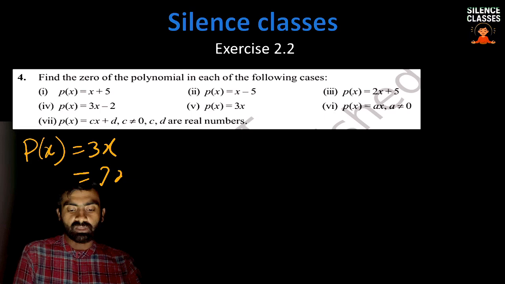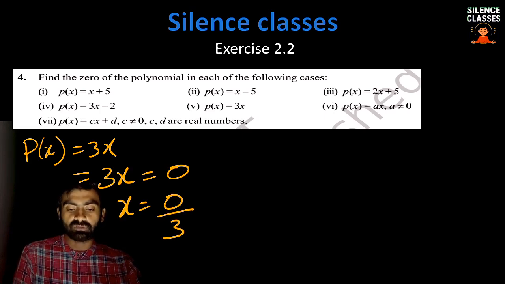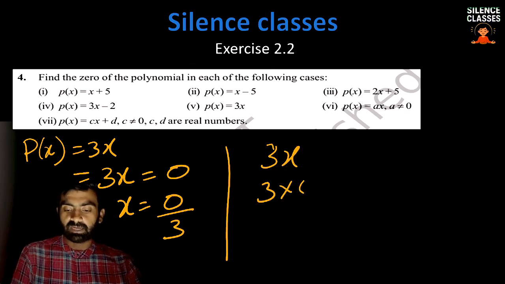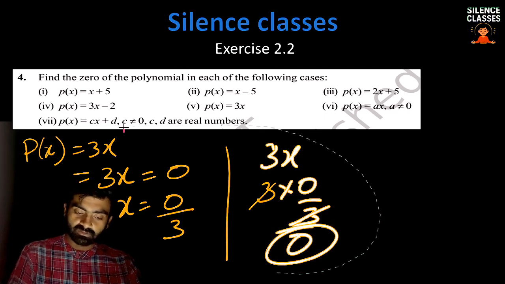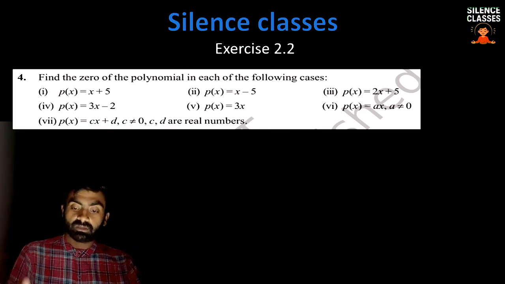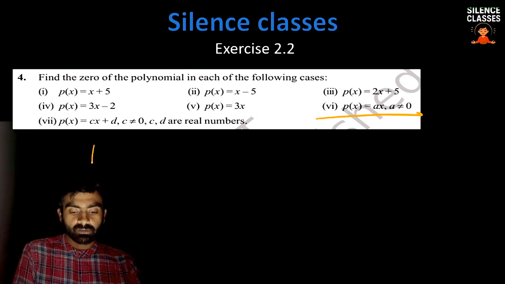So 3x is equal to 0. It means it is in multiplication, so it will become x is equal to 0 upon 3. 0 upon 3 means in the place of x, we can put 0 upon 3. 3x, 3 multiplied by 0 upon 3. 3 cancels, we get 0. So this is the zero of the given polynomial. Now let's move to the next one.